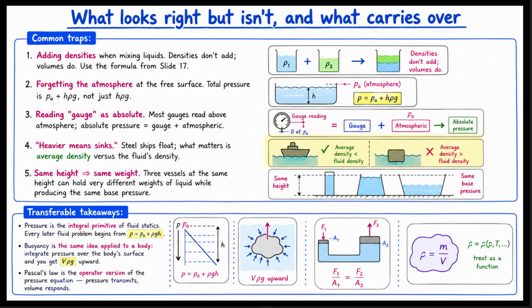Fourth, do not say heavier objects sink, steel ships float because their average density is below water's. Fifth, do not assume same height means same weight. 3 vessels at the same height can hold very different weights of liquid while producing the same base pressure.